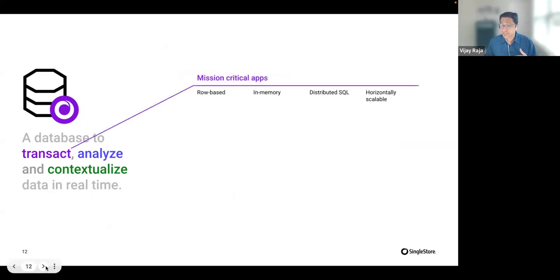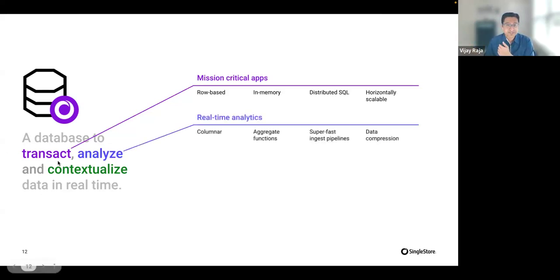So when it comes to transactions, we have an in-memory row store that can do extremely fast writes and fast record lookups. And we are built as a distributed SQL database that is horizontally scalable, right? So as your data grows, you can scale horizontally by adding more nodes. Now, when it comes to analytics, we also have a column store, or what we call the universal storage, that is used to drive high performance analytical queries or run large scale aggregate functions.